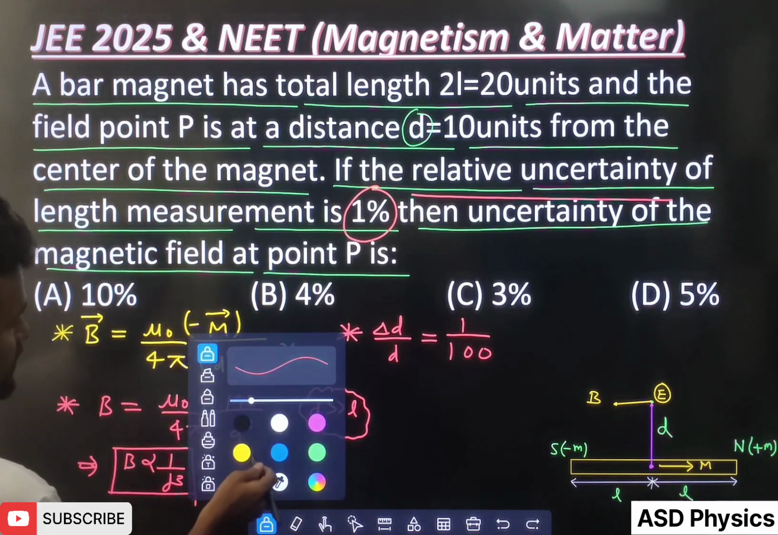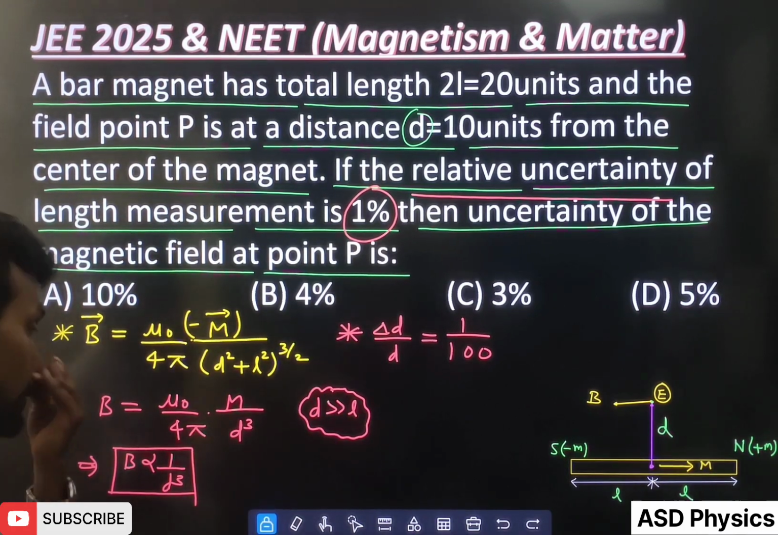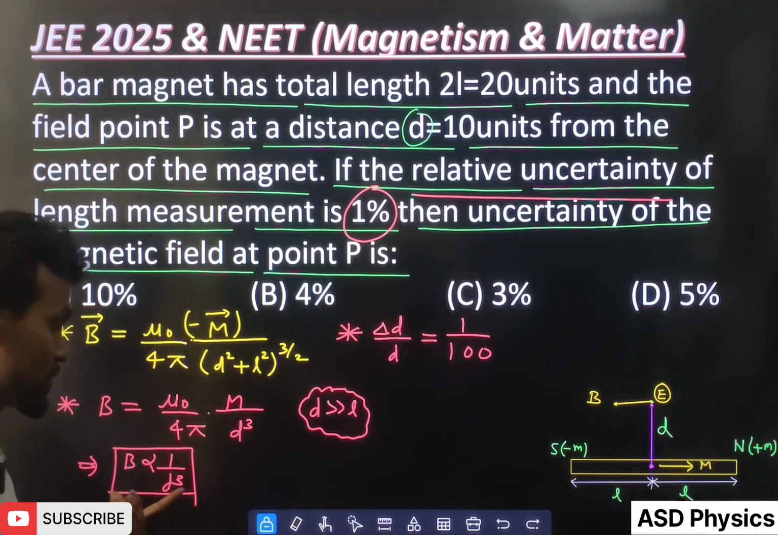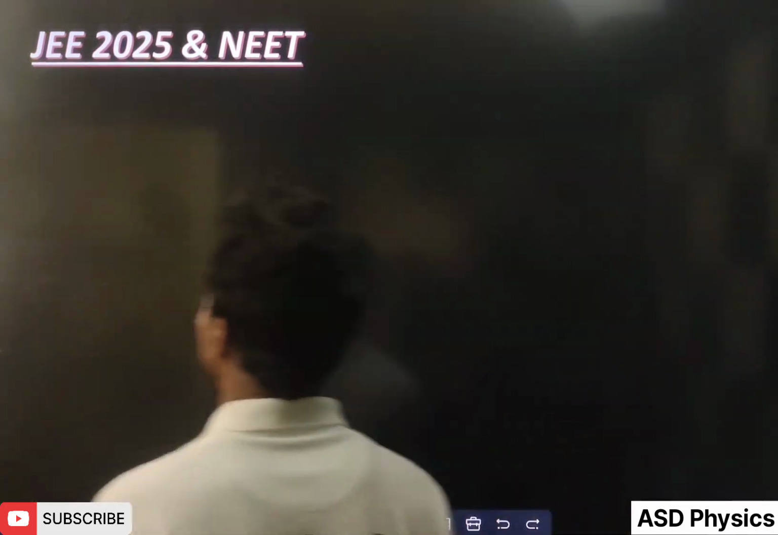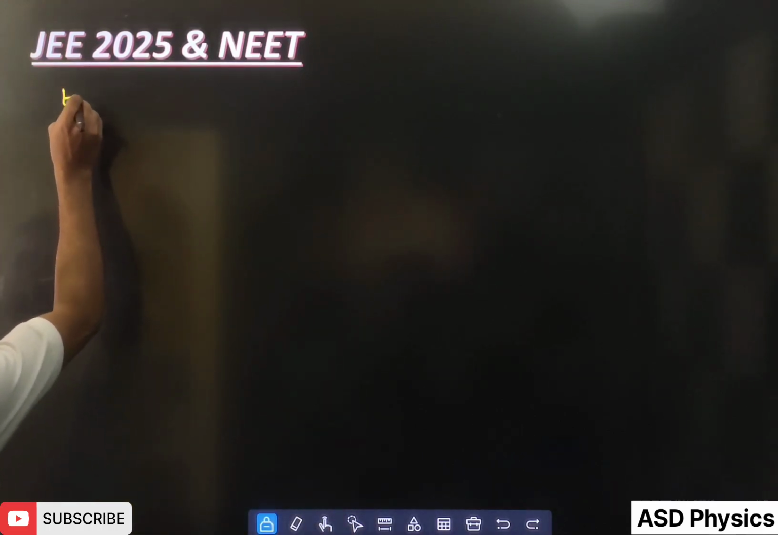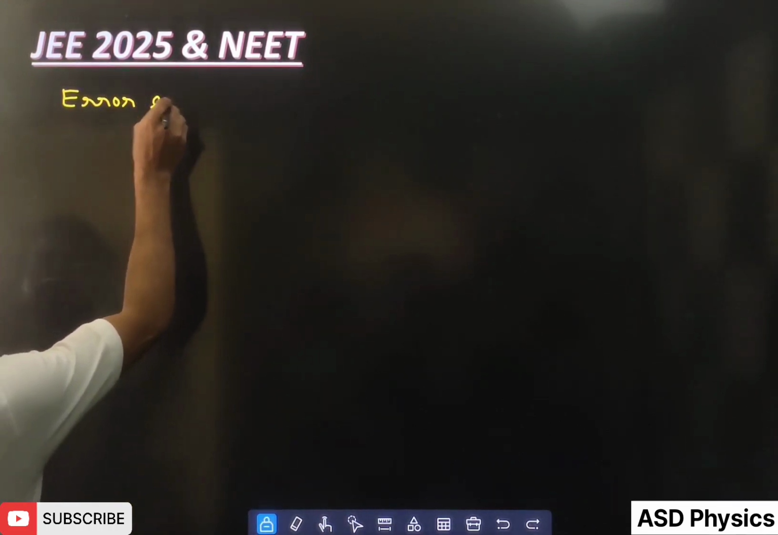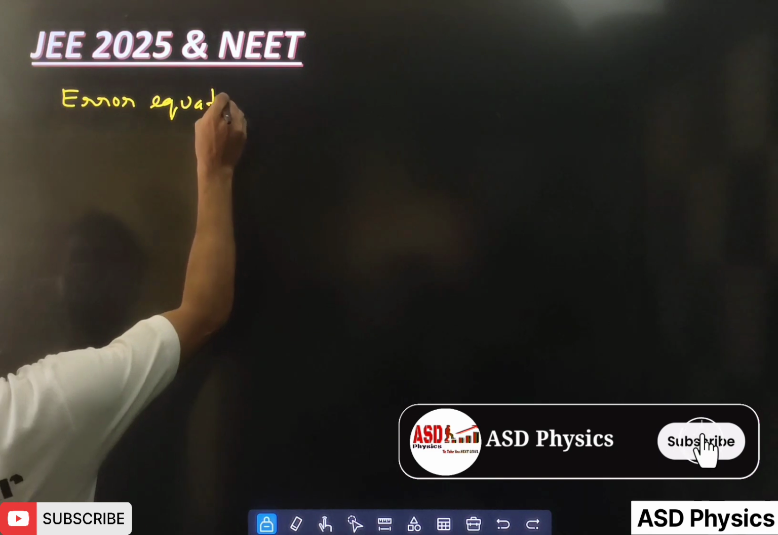Now after that, what will we do? We will use the error expression. Now we have to write the error expression. Kindly see very well. B is inversely proportional to D cube. We are going to write the error equation, or error expression, anything.